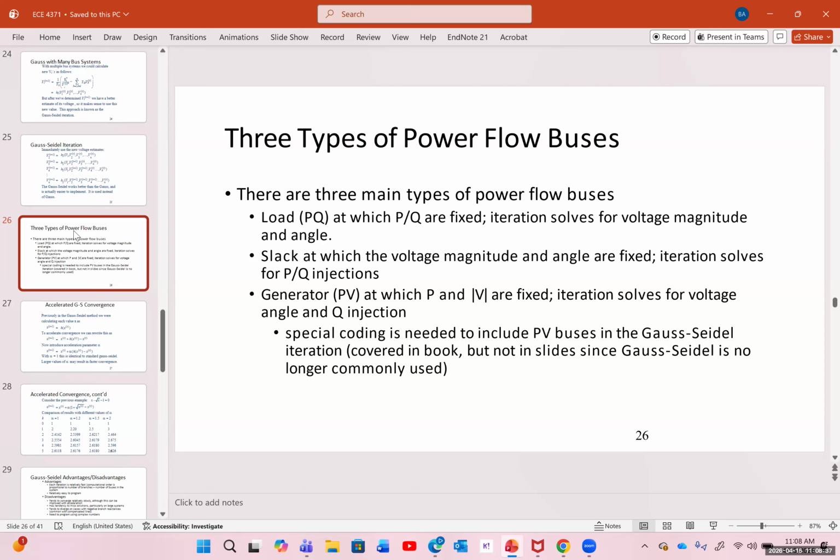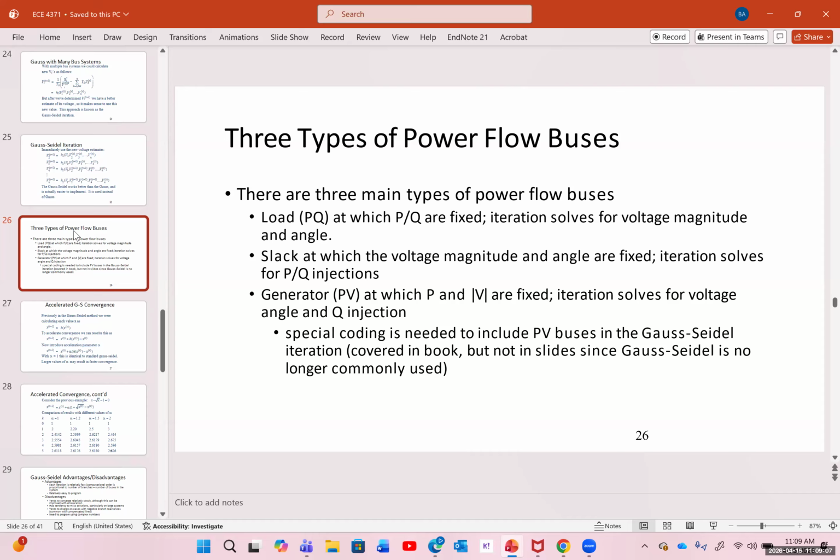And then we have the generator PV bus, at which P and V are fixed, and iterations solve for angle and Q. So again: slack, load PQ, and generator PV. Load PQ is for load, generator PV is for generator, and slack is the slack bus. For the generator, again, P and the magnitude of V are fixed. We solve for the angle and for Q injection.